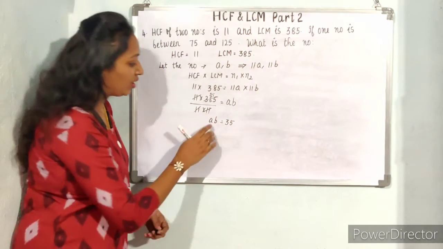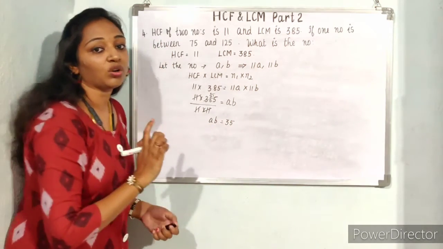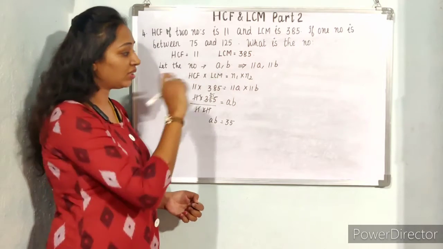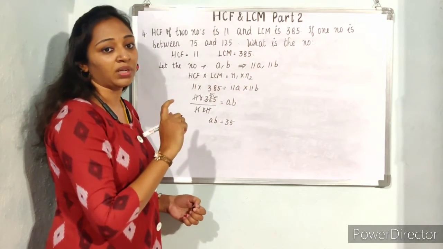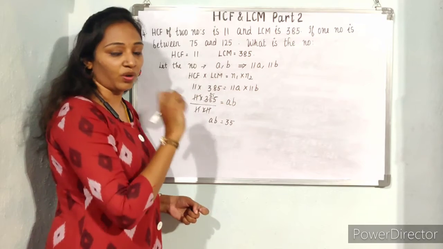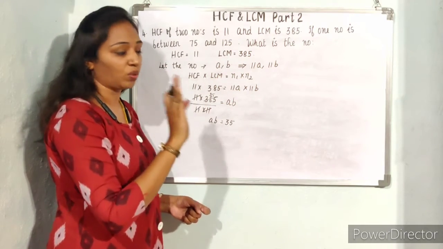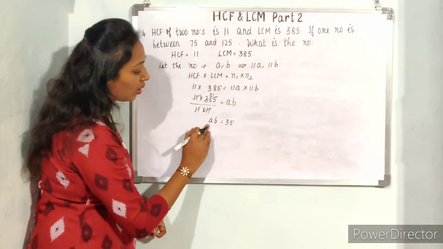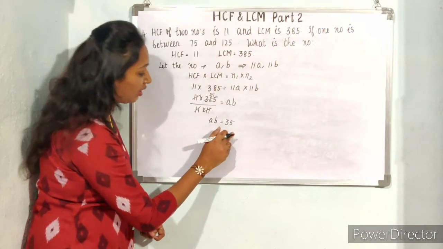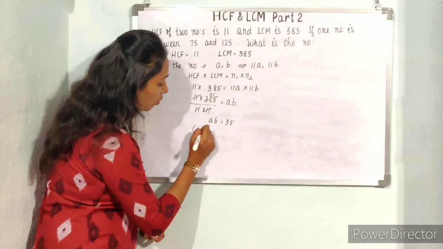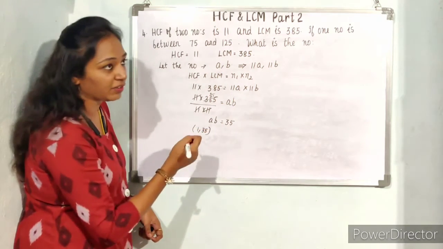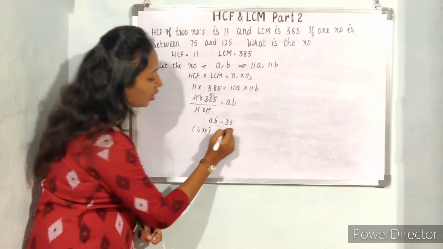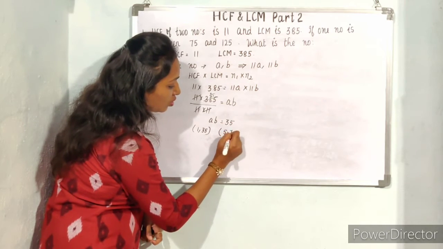Now we have to find the values of A and B using the concept of coprime. Already I told you in the first concept what coprime numbers are: numbers whose HCF is 1. Now we'll find the factors: which two numbers, when multiplied, give the product 35? We have 1 into 35, which gives 35. With 2, 3, 4 we can't do it. Next we have 5 into 7.